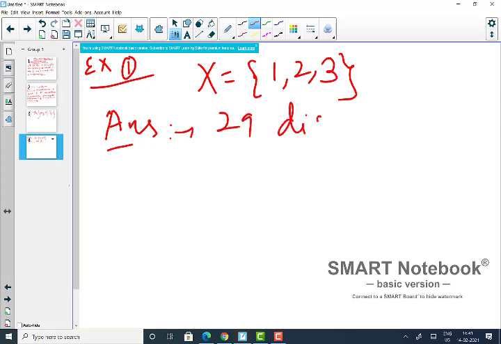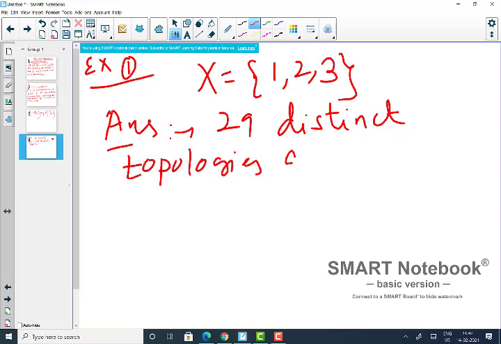You can do it at home. I think only 1% of students have done it properly. 29 distinct topologies are there on X. But the problem is that out of these 29, there are many which have similar properties, and those I'm going to define.